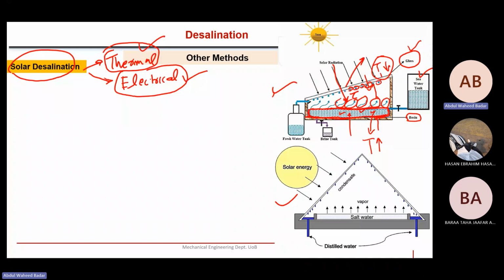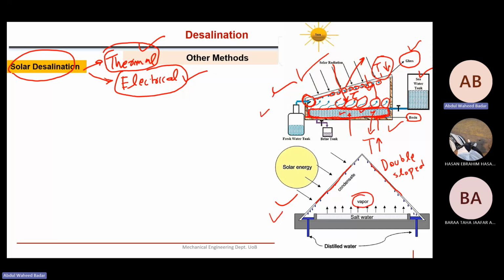Those condensed vapors will be flowing along the surface of that tilted glass, and can be collected in a separate channel towards the end. In this configuration, you see a single sloped glass is used. Here a double sloped glass is used. There are many different variations of solar thermal desalination systems. Two such systems are shown here. This is single sloped. This is double sloped.